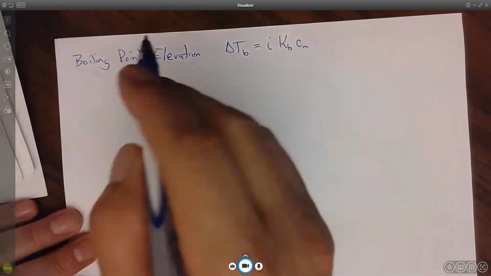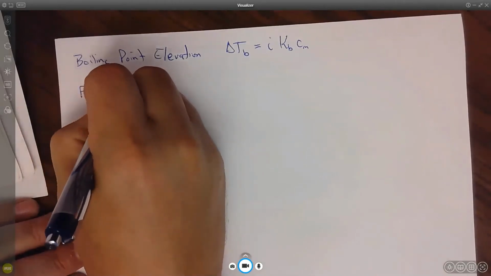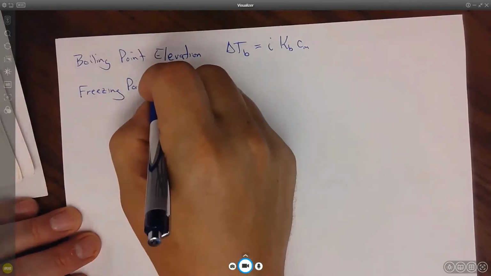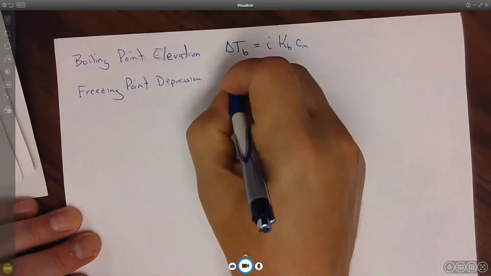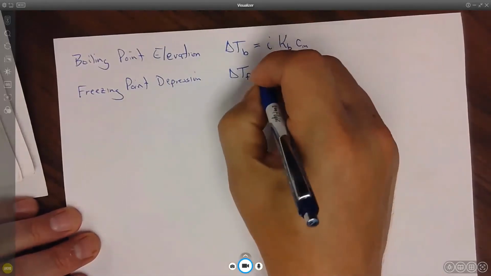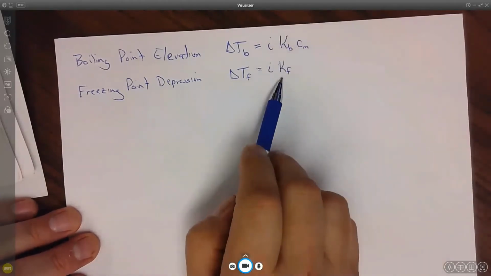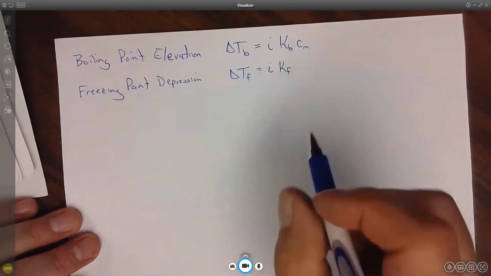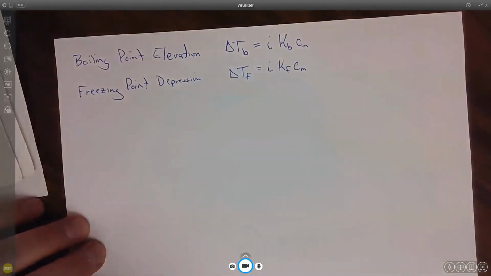Similarly, we're going to see something with the freezing point. We're going to see a freezing point depression. So the freezing point will be lowered whenever you add something to it. And again, the change in the freezing point will be equal to that Van't Hoff factor, then again, each solvent will have its own freezing point depression constant, and again times the molal concentration of that solution.